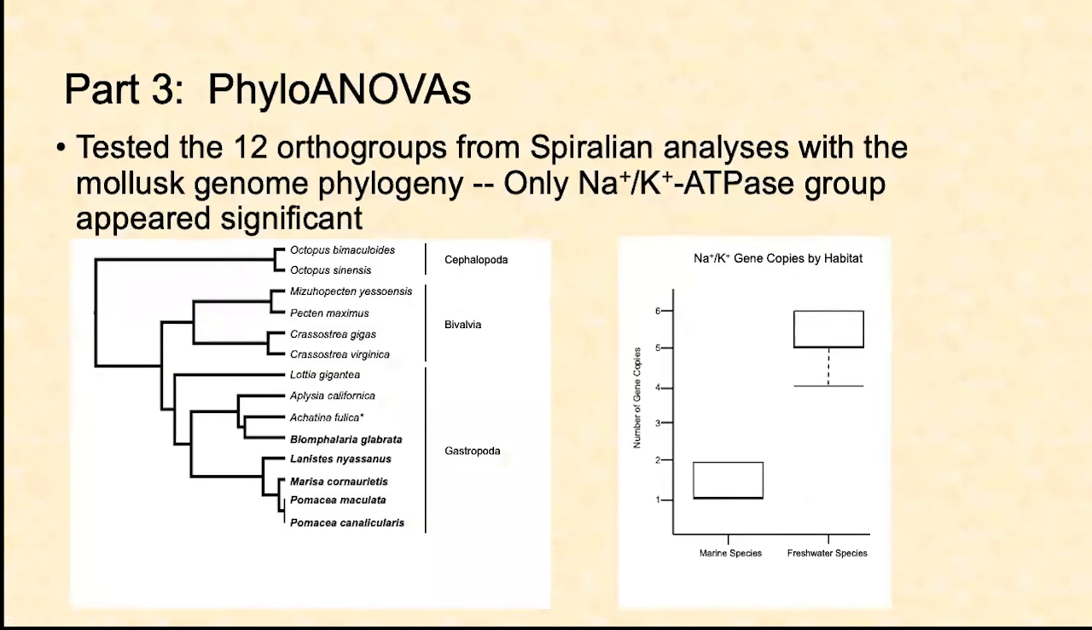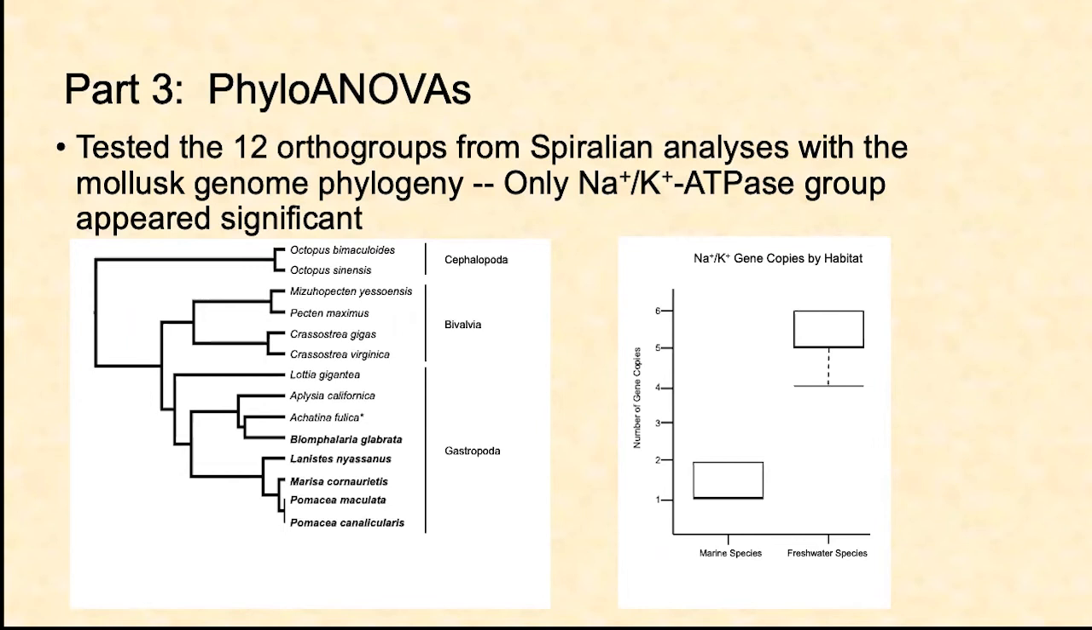So what I found first with the phylogenetic ANOVAs, so down here in bold are all of the freshwater species. And I tested the 12 orthogroups from the spiralian analysis that showed a significant expansion in freshwater lineages. In this case, the only one that appeared significant was the sodium-potassium ATPase group.